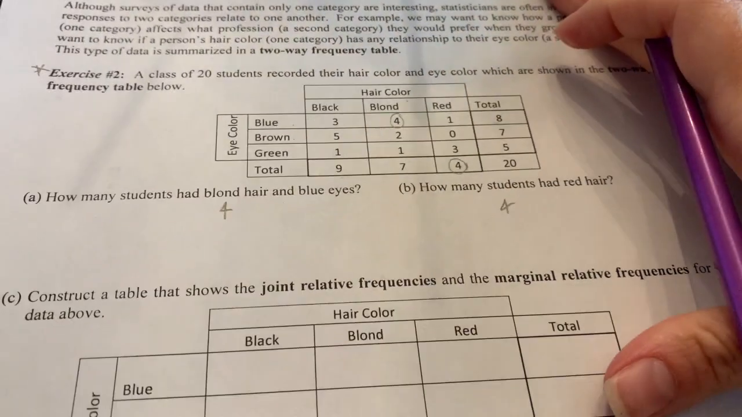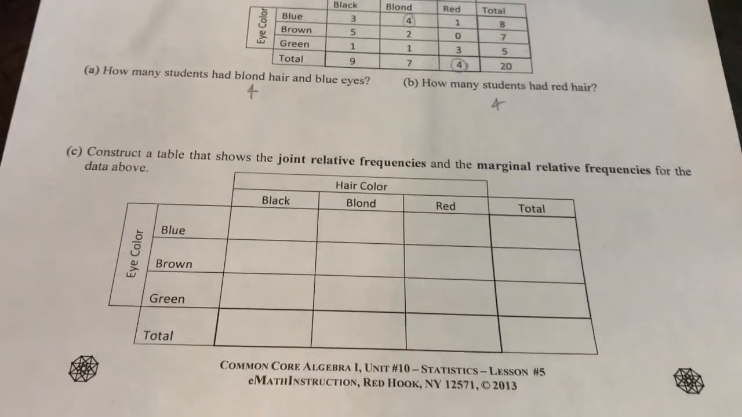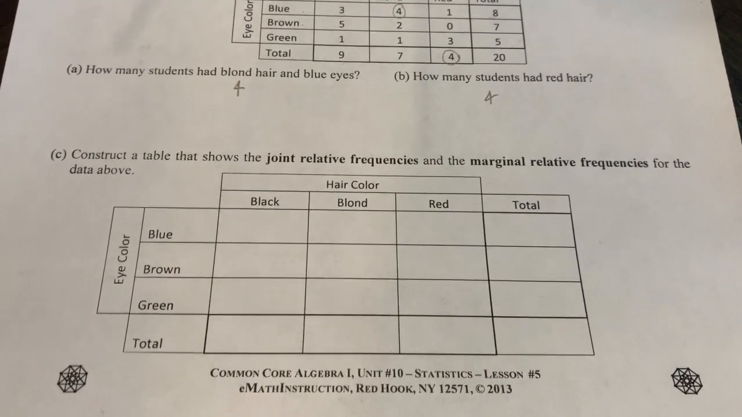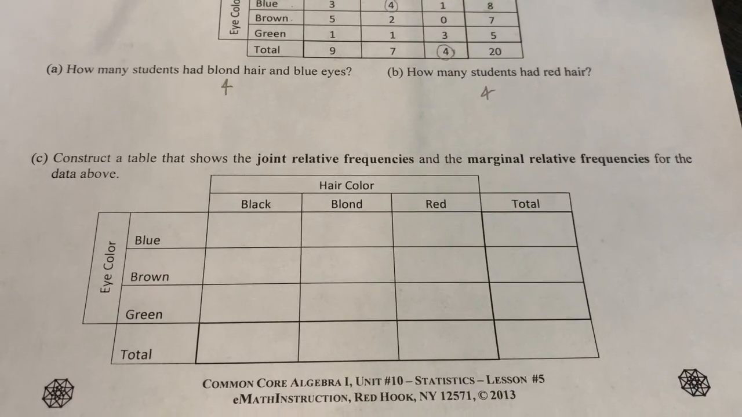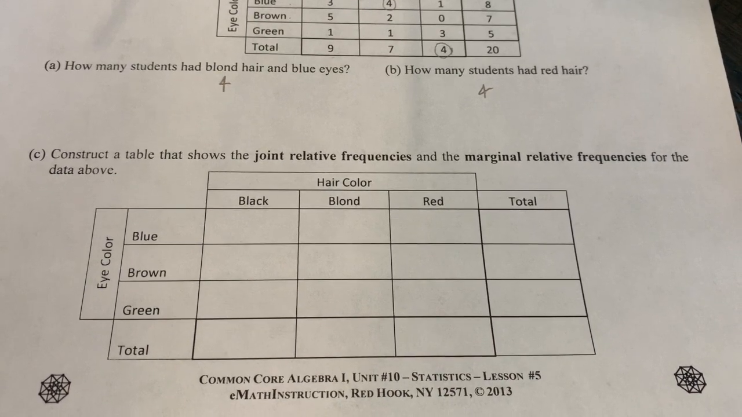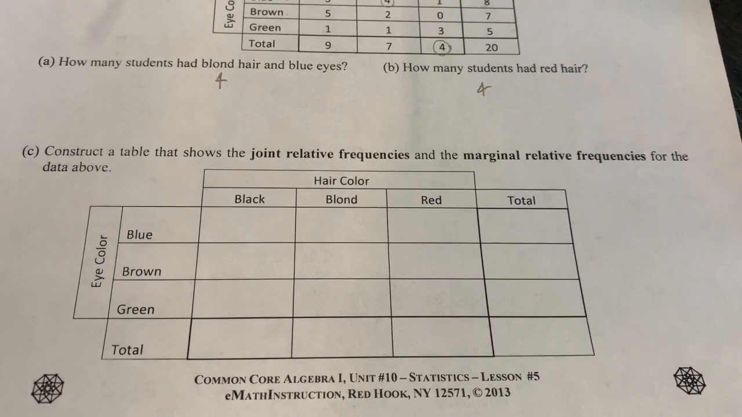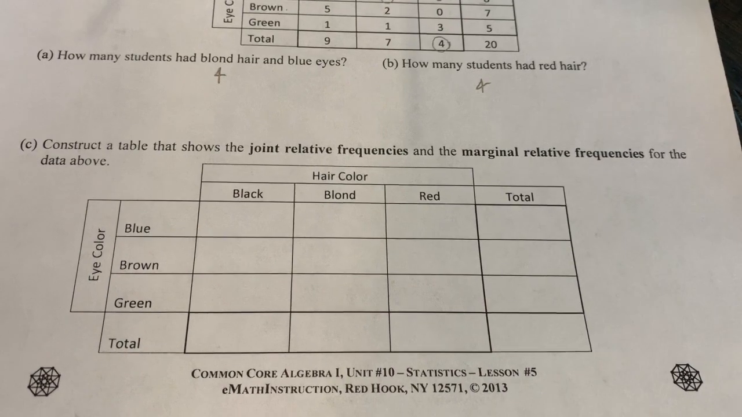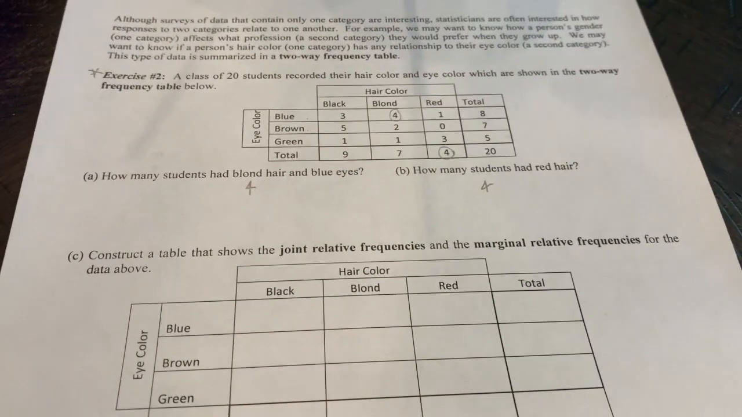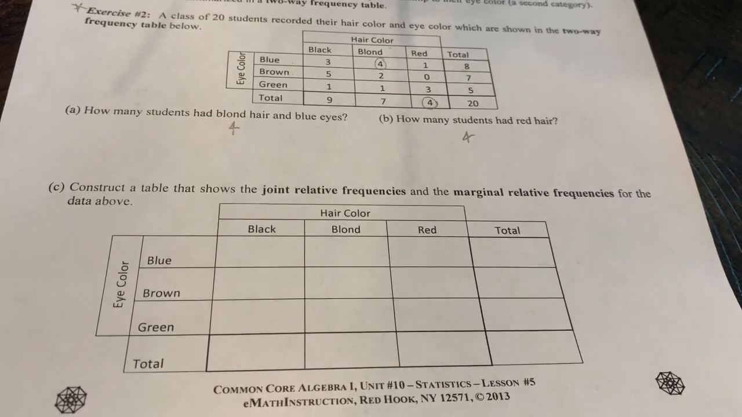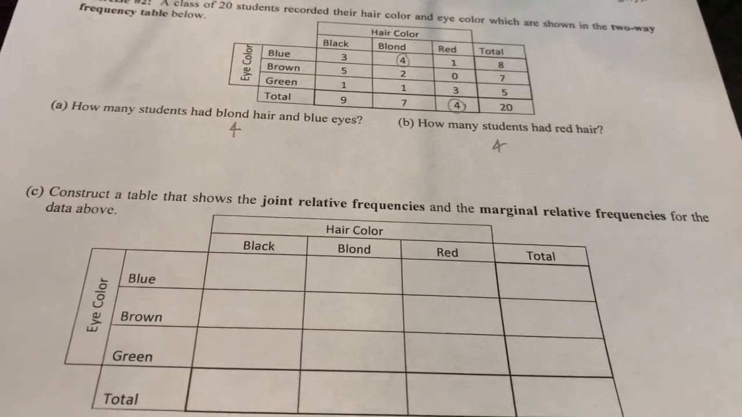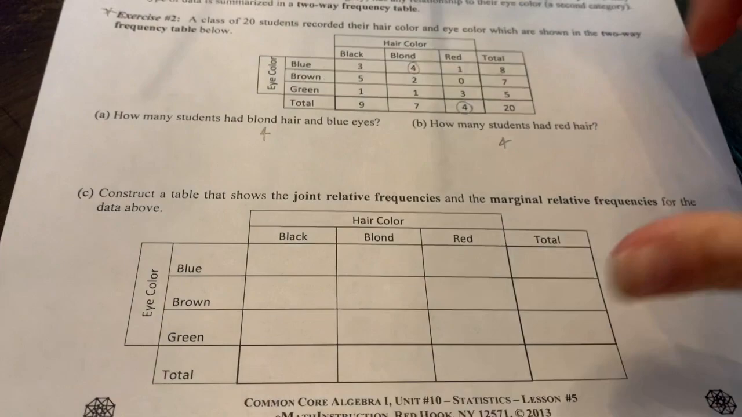Okay? Now, here's where things get interesting. We're going to talk about what's called joint relative frequencies and marginal relative frequencies for the data above. So what the heck does that mean? So what it means is we're going to be putting each of these numbers out of the total number of kids that were surveyed, and then we're going to make that into a percent. So here's how it works.